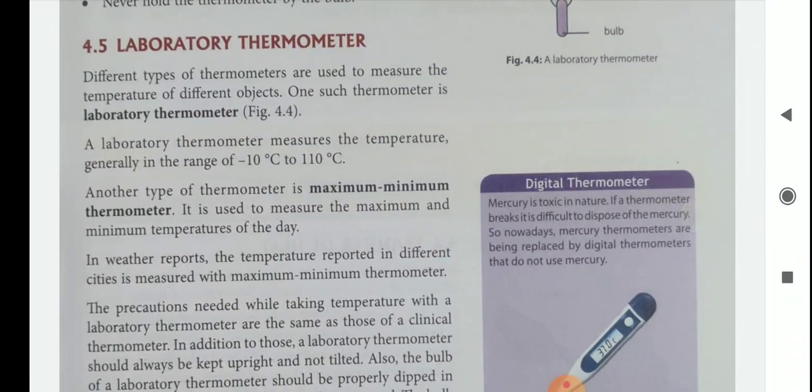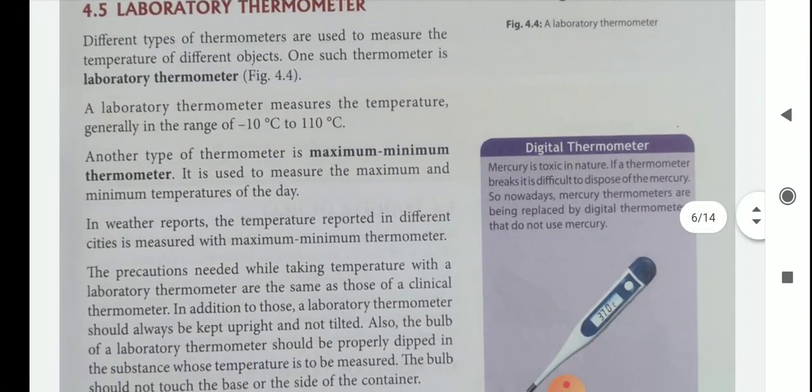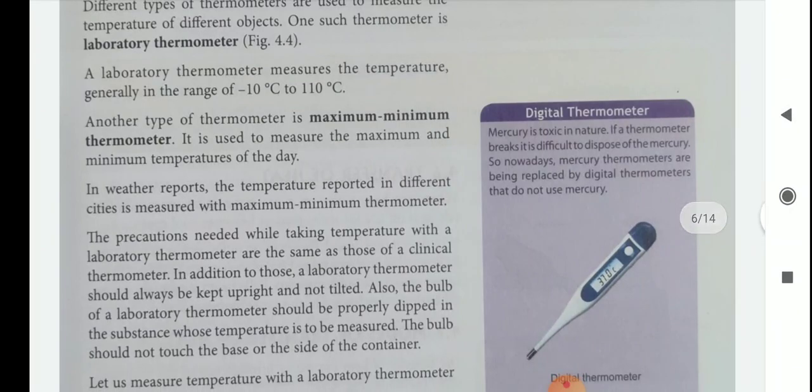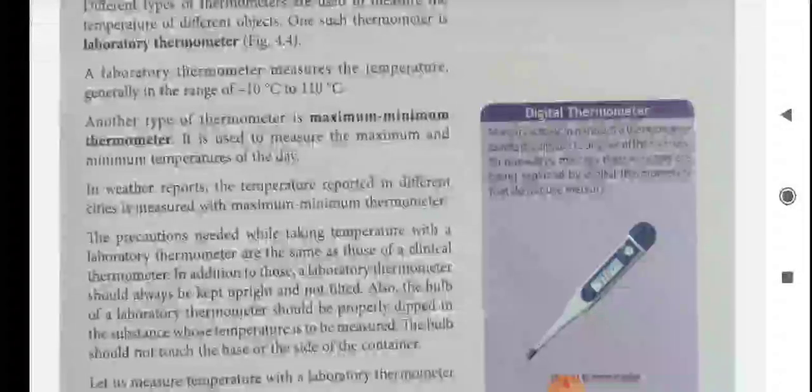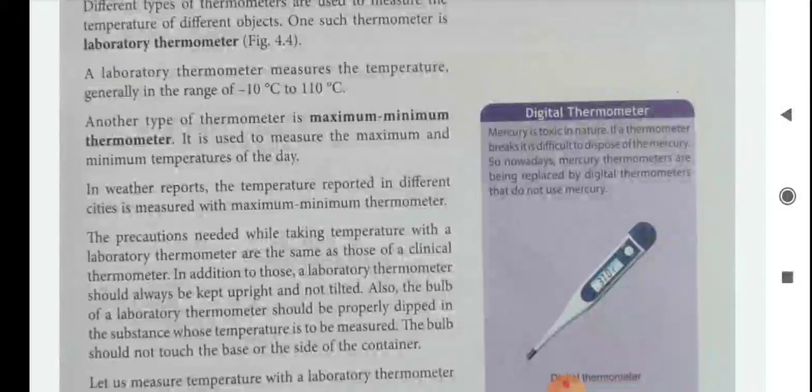The precautions needed while taking temperature with a laboratory thermometer are the same as those of a clinical thermometer. In addition to those, a laboratory thermometer should always be kept upright and not tilted. Also, the bulb of a laboratory thermometer should be properly dipped in the substance whose temperature is to be measured. The bulb should not touch the base or the side of the container.